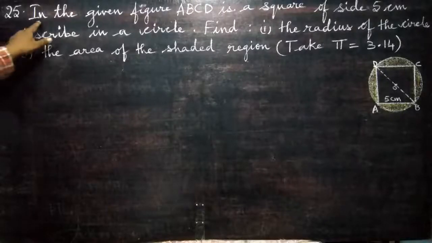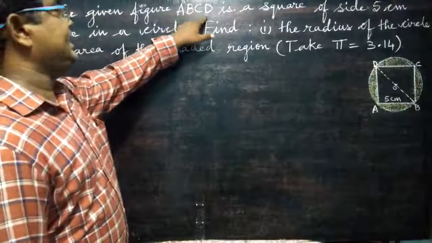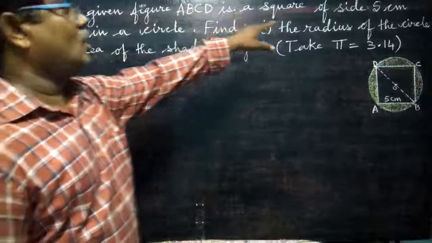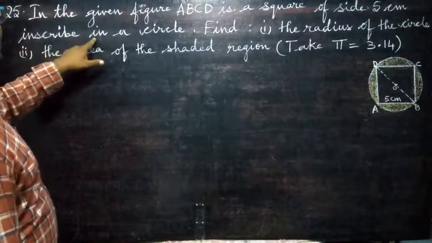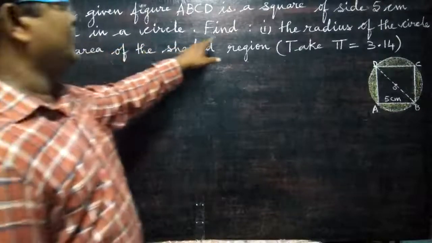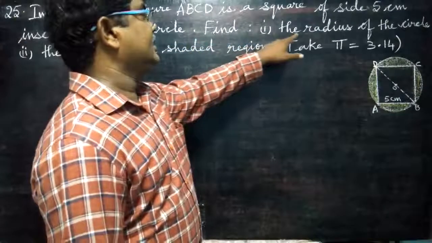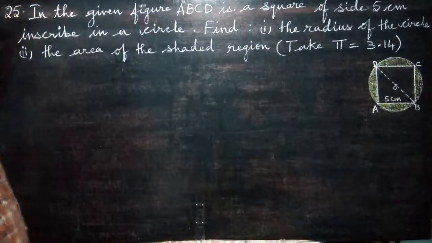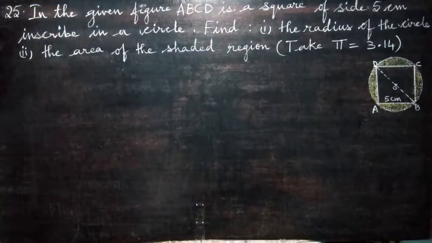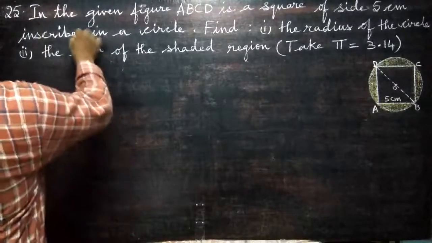25th problem. In the given figure, ABCD is a square of side 5 centimeters inscribed in a circle. Find first, the radius of the circle, and second, the area of the shaded region. Take pi as 3.14.